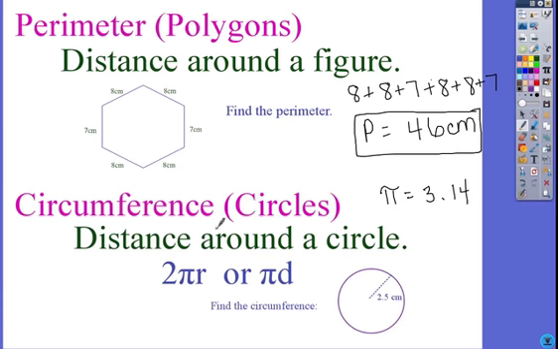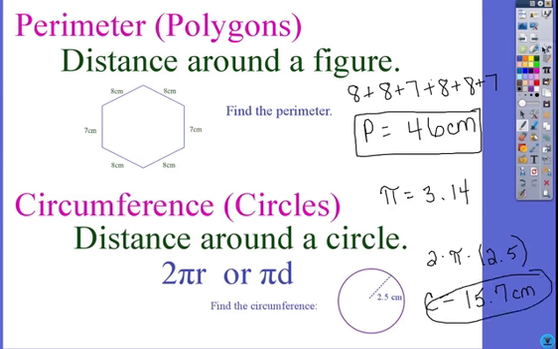So circumference is what we call the distance around the outside of a circle. And we can find that two ways. We can either do 2 times pi times the radius, r, or we can do pi times the diameter. The 2 and the r could go together to make one diameter. Since I'm given the radius here in this circle, I would use the 2 pi r formula. So I'm going to have 2 times pi times my radius of 2.5. Again, if I approximate pi as 3.14, I end up with the circumference of this circle being approximately 15.7 centimeters. Okay?